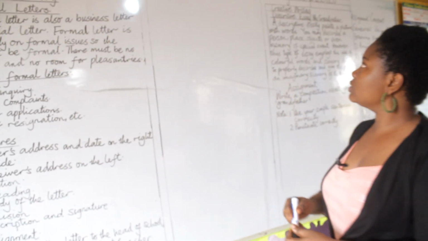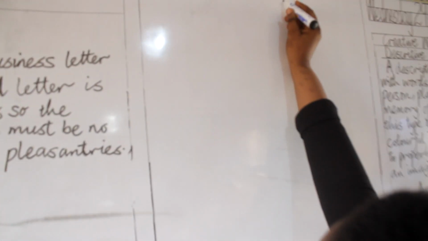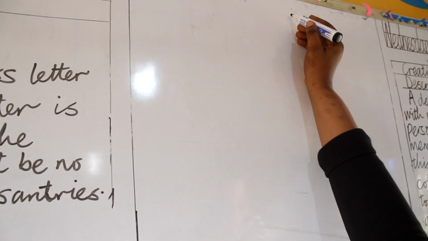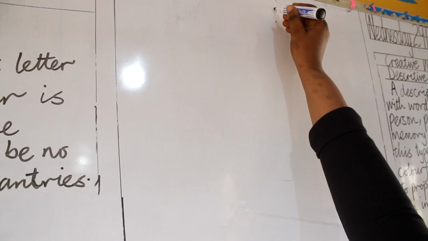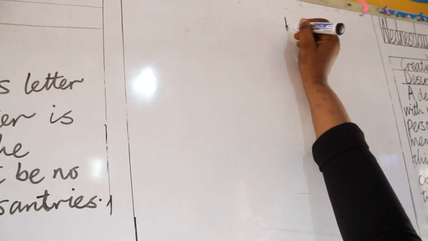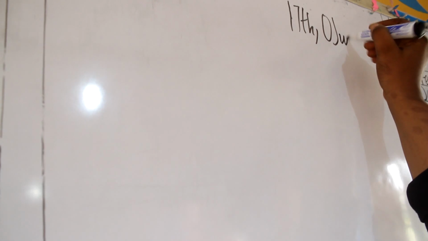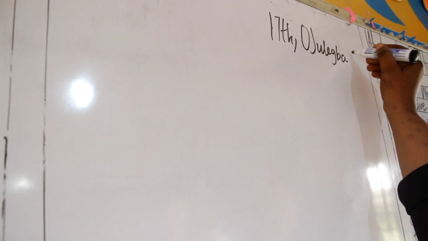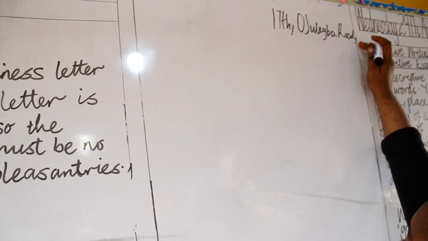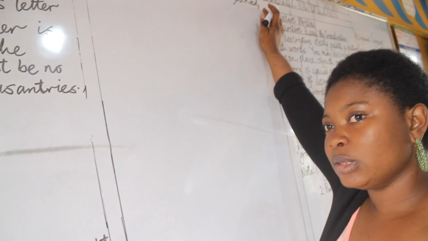Now, when we go to the writer's address and date on the right-hand side, how do we do that? First, your address has to be on the right-hand side like this. It must be on a straight line. Now, I'll give you an example. I have 17 Ojuelegba Road. Your punctuation mark, comma, is very, very important, very necessary. You must take note of this.